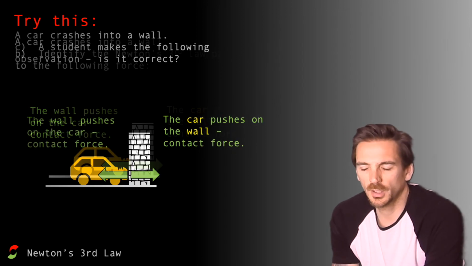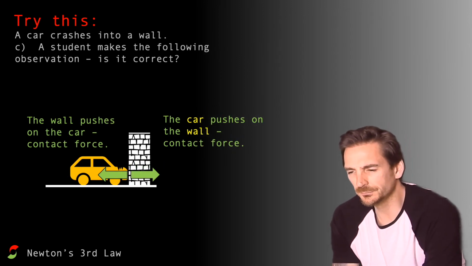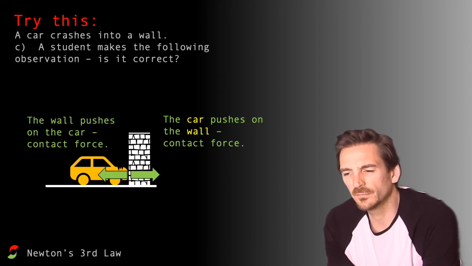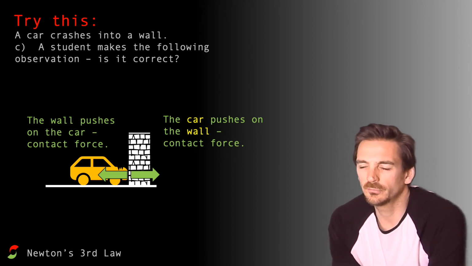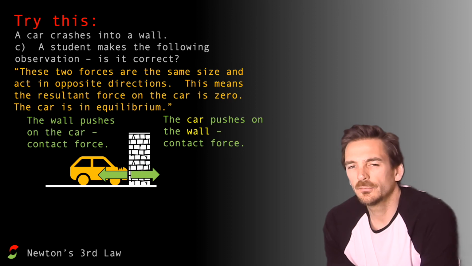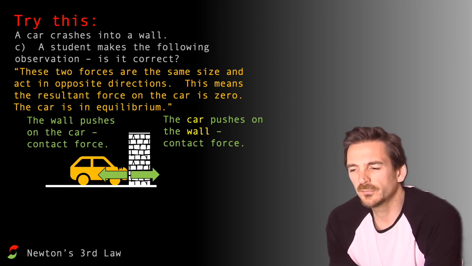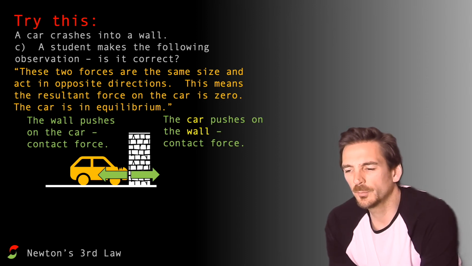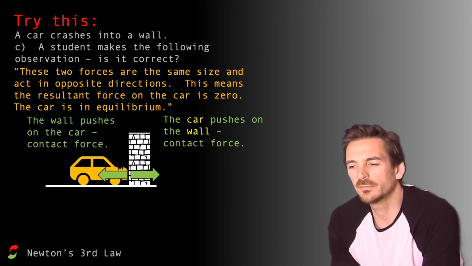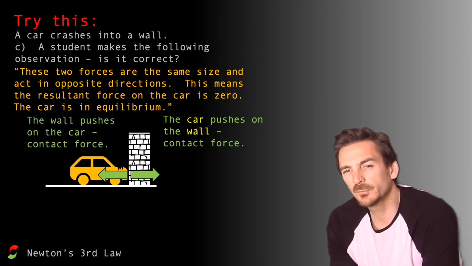Okay, let's have a look at another question then. A student makes the following observation. Is it correct? So the student is saying that those two forces in this question, they're the same size, they act in opposite directions, and that means that the resultant force acting on the car is zero, and that the car must be in equilibrium.